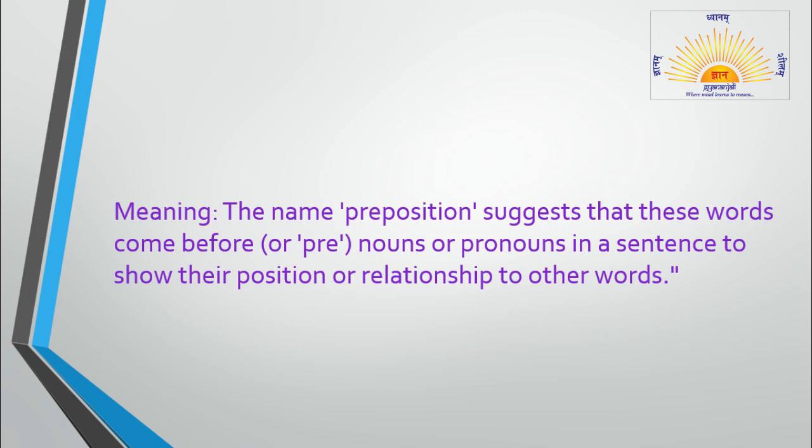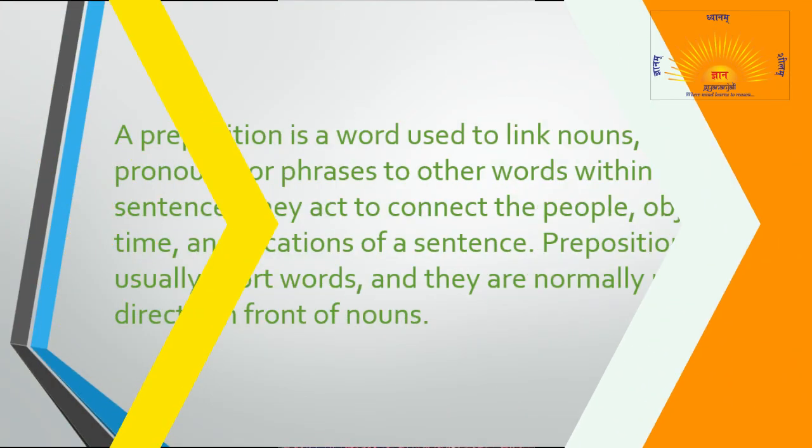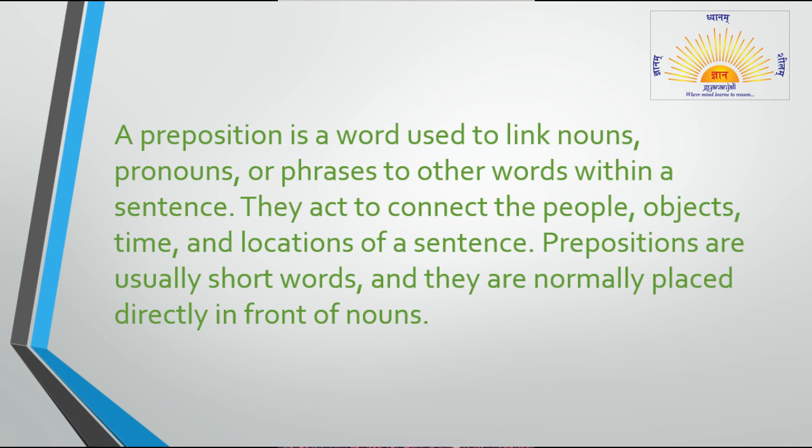Now let's understand the definition. What the definition of preposition says. A preposition is a word used to link nouns, pronouns, or phrases to other words within a sentence. They act to connect the people, objects, time, and locations of a sentence. Prepositions are usually short words and they are normally placed directly in front of nouns.